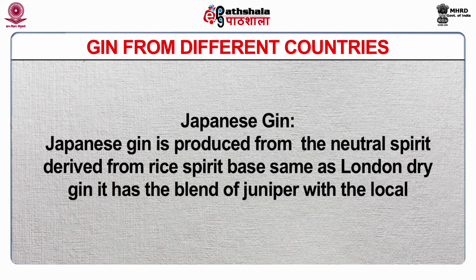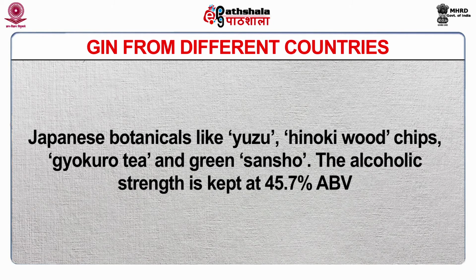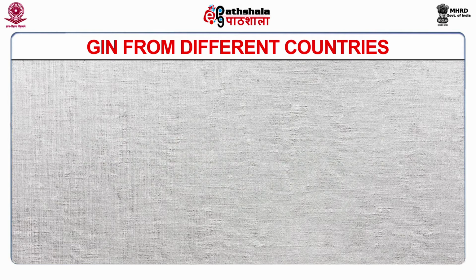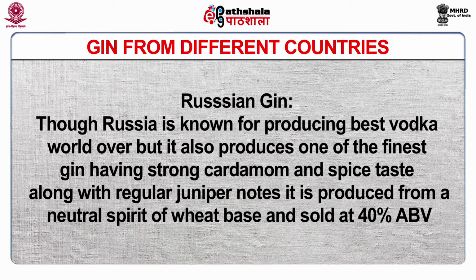The next one is Japanese gin. Japanese gin is produced from the neutral spirit derived from the rice spirit base, same as London dry gin. It has a blend of juniper with the local Japanese botanicals like yuzu, hinoki wood chips, gyokuro tea and green sansho. The alcoholic strength is kept at 45.7% alcohol by volume.